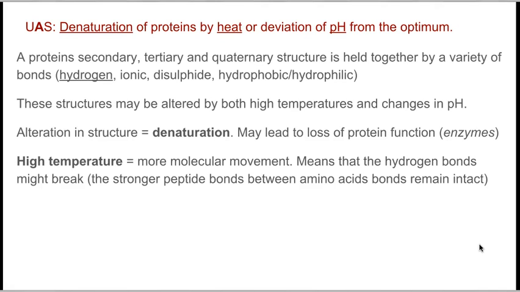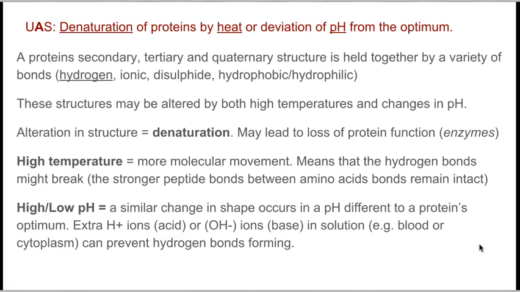High temperatures basically mean more molecular movement. And this often means that the hydrogen bonds might break because the molecules are moving faster. Often, however, the stronger peptide bonds between amino acids remain intact. They're sharing electrons, these covalent bonds, and they're generally much stronger than hydrogen bonds.